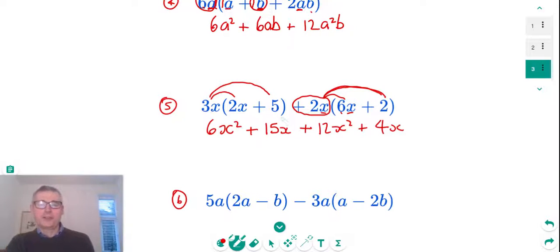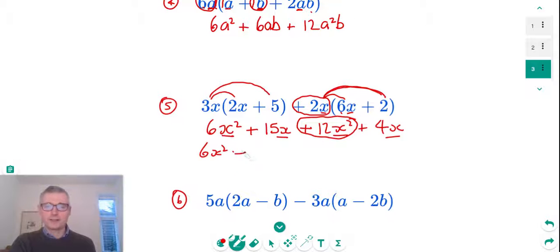And now what we need to do is collect up the like terms. So the like terms are the bits that are like each other. And so we can say we've got x squareds, they're like each other. And we've got x's, which we can collect up. They are like each other as well. So I'm going to rewrite it, and I'm going to put the bits that are like terms next to each other. So I'm going to put the 6x squared, and then I'm going to move the 12x squared and write it next to it. So 12x squared.